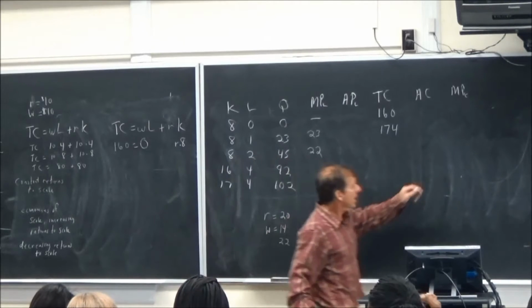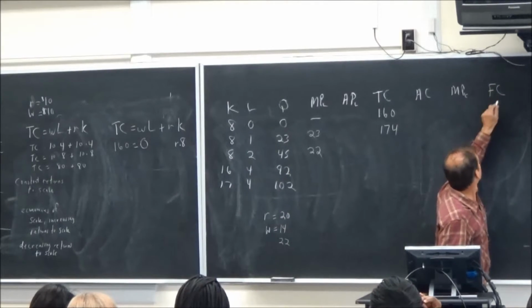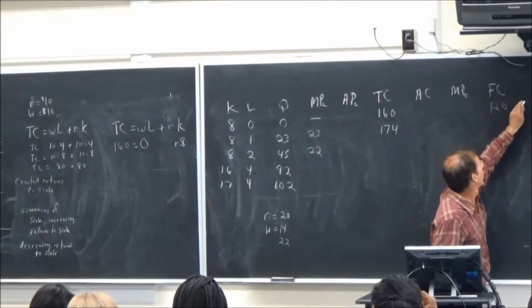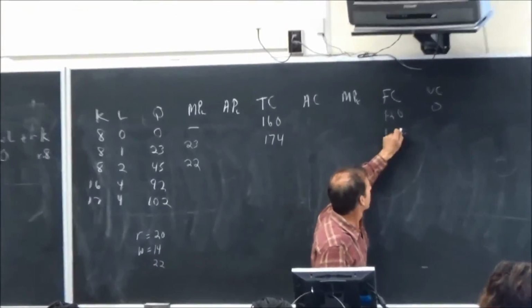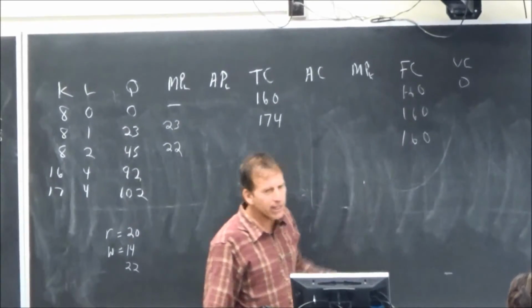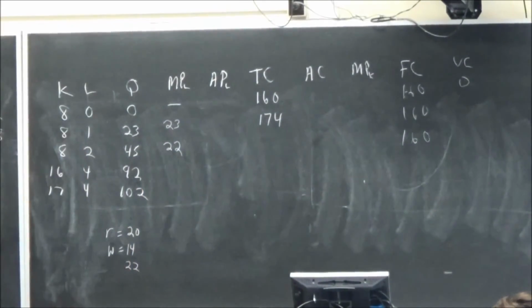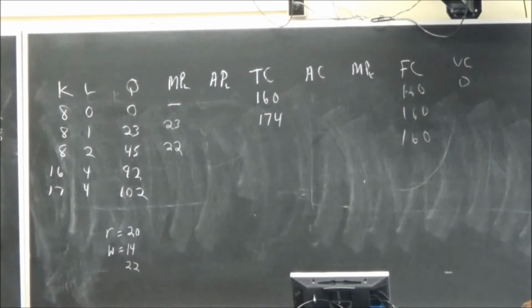160. So if we had a column in here for fixed costs, we'd say they equal 160 and variable costs would equal 0, right? And then these are 160, they're fixed. Fixed costs are fixed, right? So fixed costs are equal to 160.